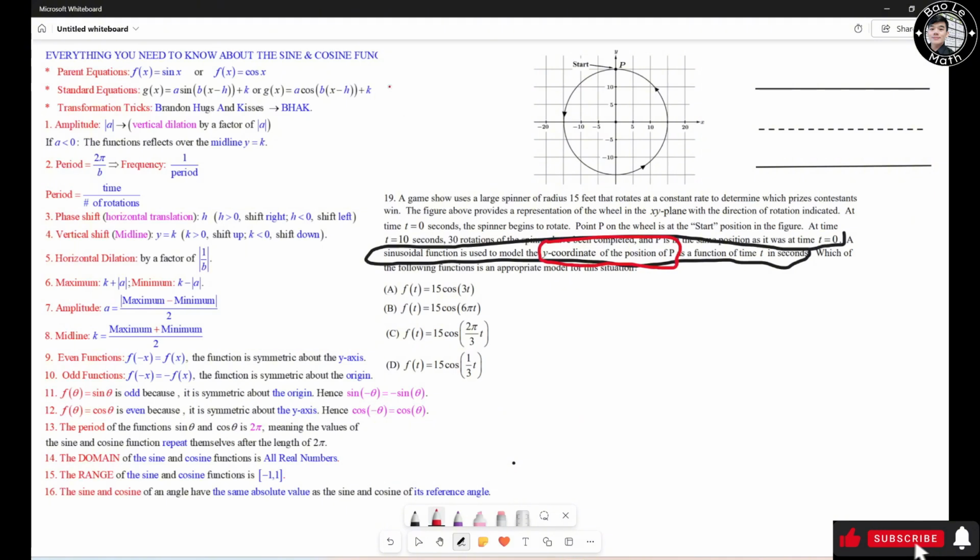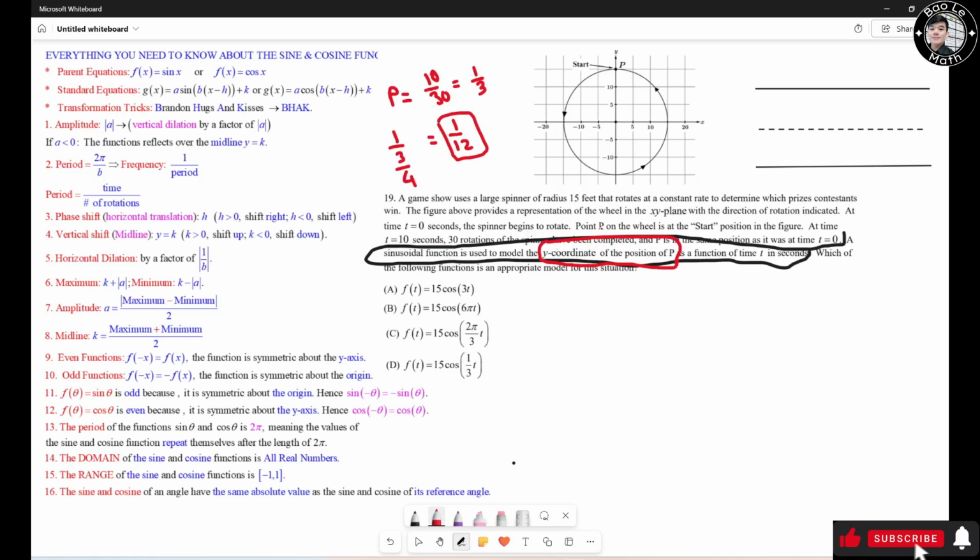Alright, so we have the period is time divided by number of rotations. So it's going to be 10 divided by 30. So it's going to be 1/3, right? We're going to divide 1/3 by 4, right? So it should be 1 over 12, right? So each quarter has 1/12 seconds to complete, right?